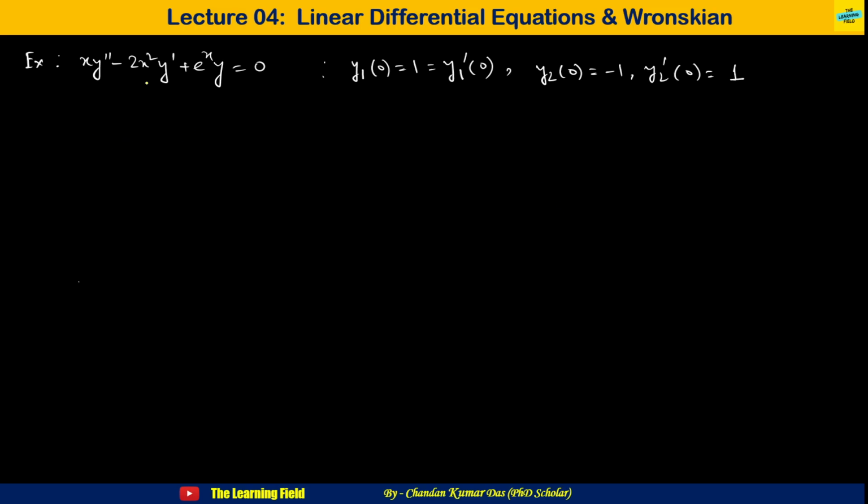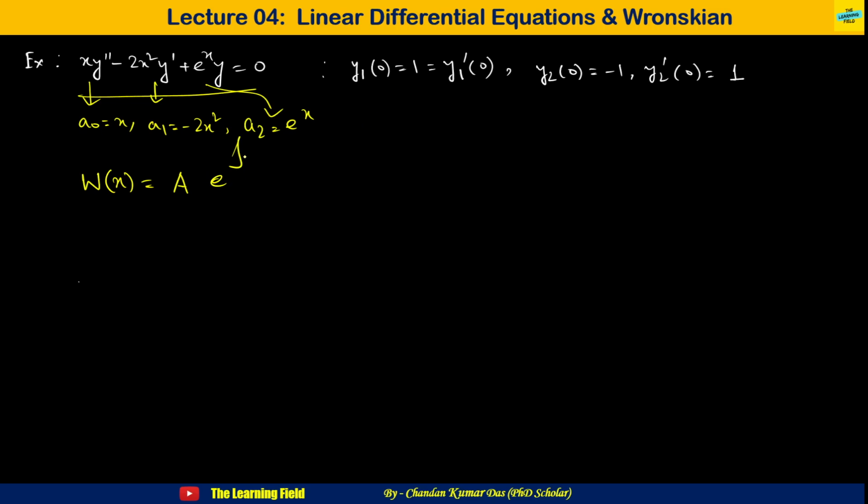Now if we take an example of this, what is the formula to find the Wronskian? If we compare, suppose a naught equals x is the coefficient, a1 is the coefficient minus 2x squared, and a2 is the coefficient of y, which is e to the power x. And for the Wronskian, using Abel's formula, W(x) equals a into e to the power integration of what?